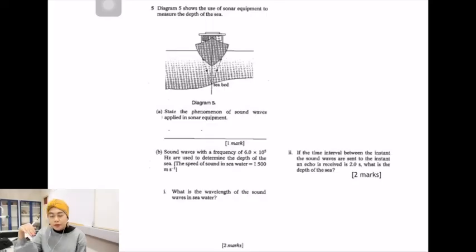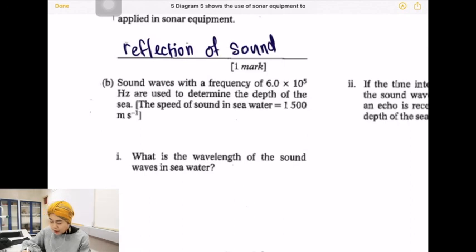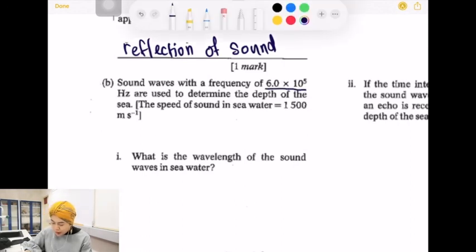So you can pause the video, try out this question, and come back later for the answer. Okay, so let's have a look at this question together. First off, they ask you the phenomenon of sound wave that is applied in this picture. So it's definitely reflection of sound. And then the second question is a calculation. They gave you the value of frequency and the value of speed as well, and they want the wavelength. So the formula that you use for this is v equals f lambda, and you're trying to find lambda.